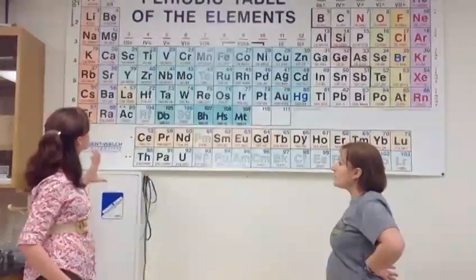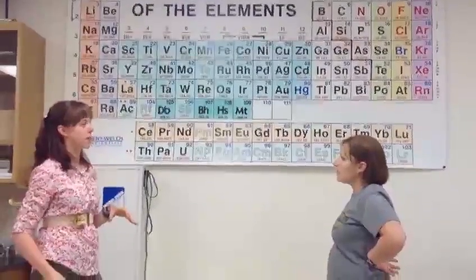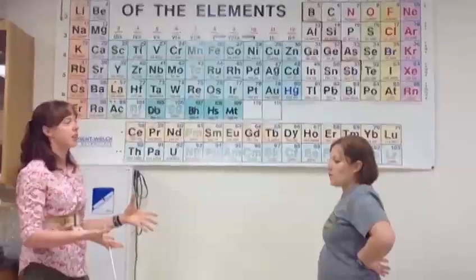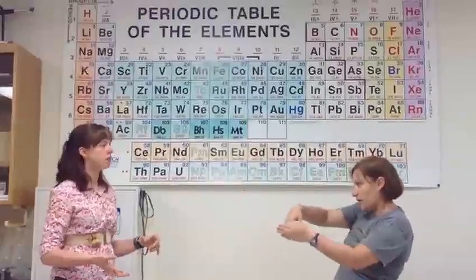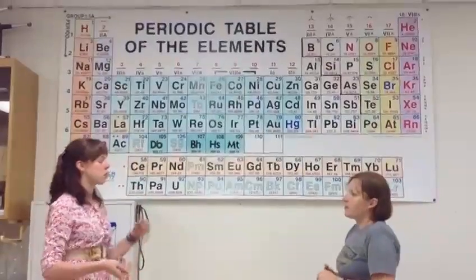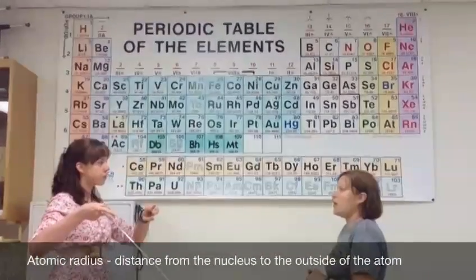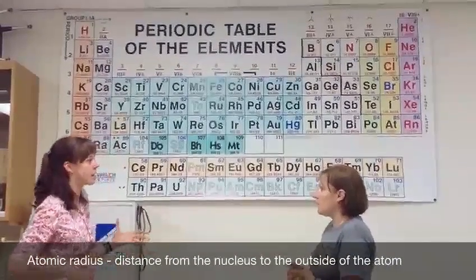Another one we have to worry about is atomic radius. So you should know radius from math. Yeah, isn't that like the part of the circle, like just the part from the center to the edge? Mm-hmm. Okay. So atomic radius looks from the center to the edge of an atom. Okay, that makes sense. So it's how big our atom is.